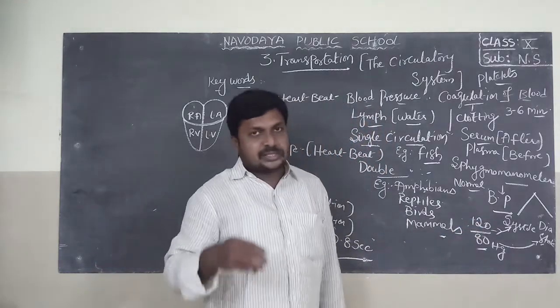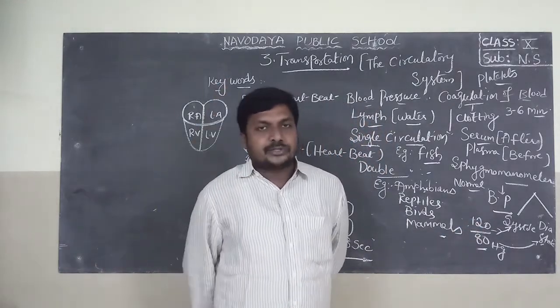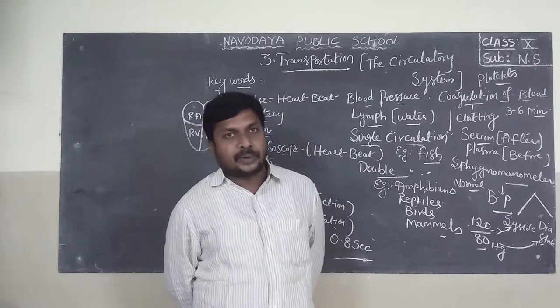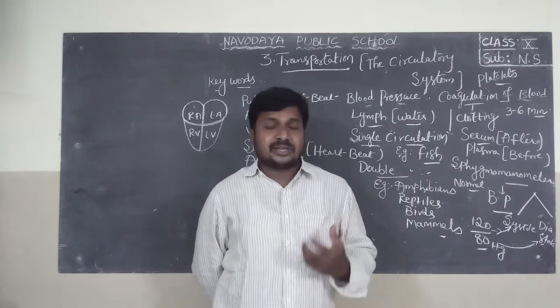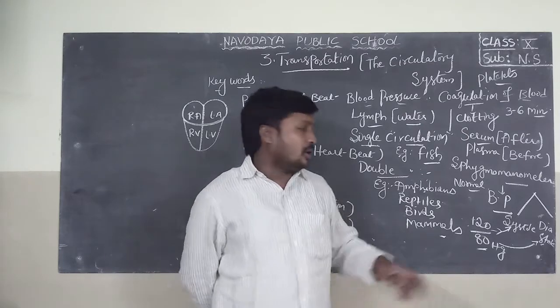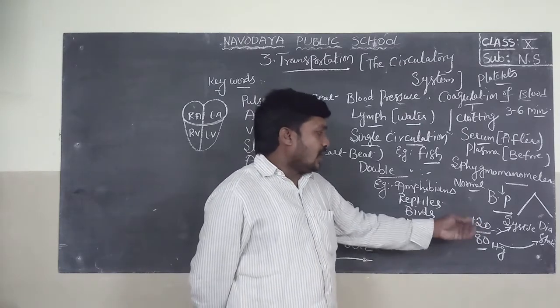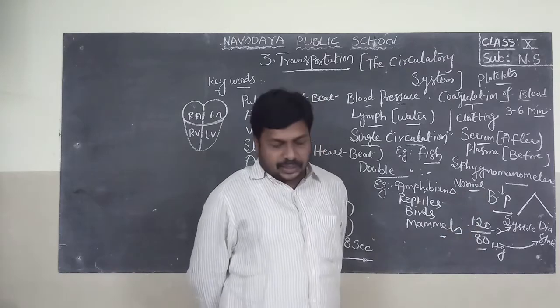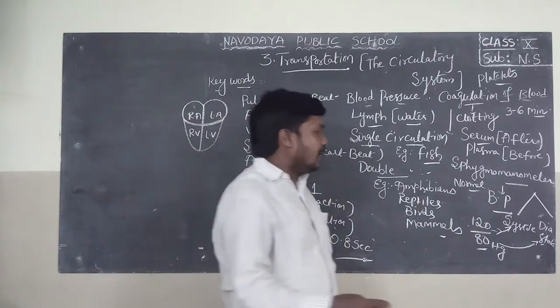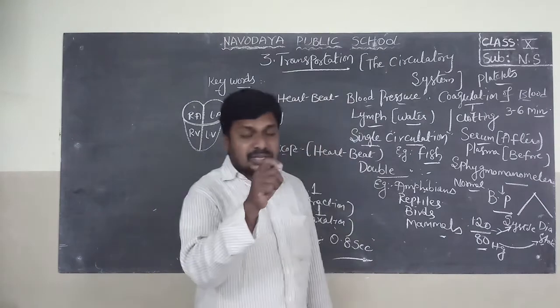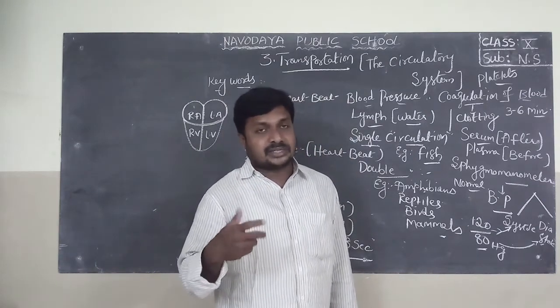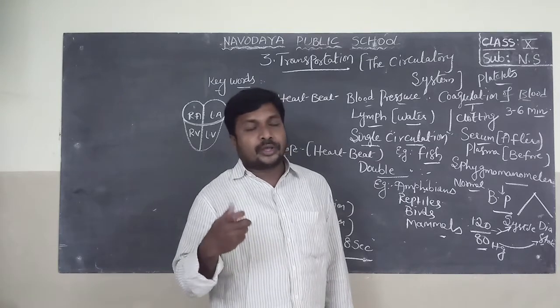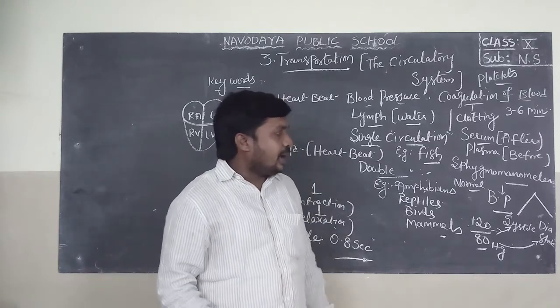If the blood pressure is above 120 by 80, that is called hypertension or high BP. We already learned the reasons for high BP: constant stress and strain, smoking, and alcohol are the reasons for high blood pressure, hypertension. If you avoid constant stress and strain, smoking, and alcohol, we can control high BP.